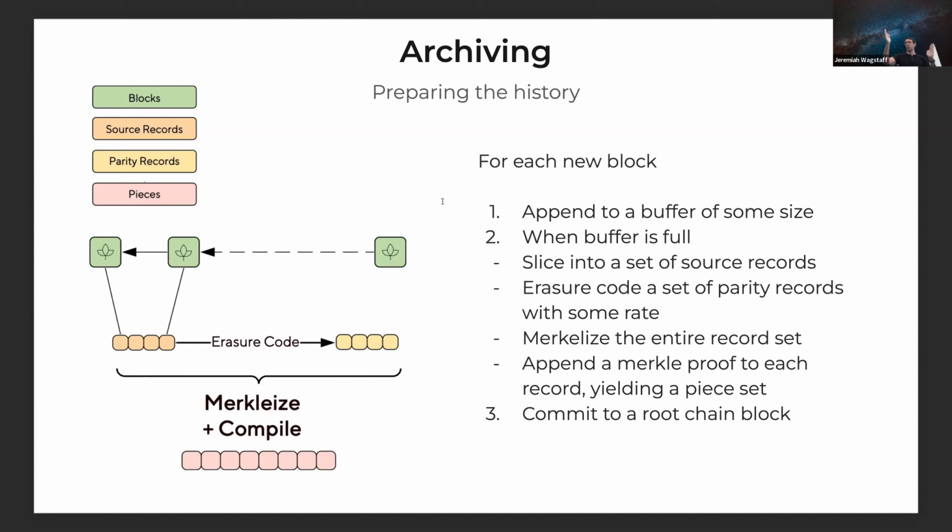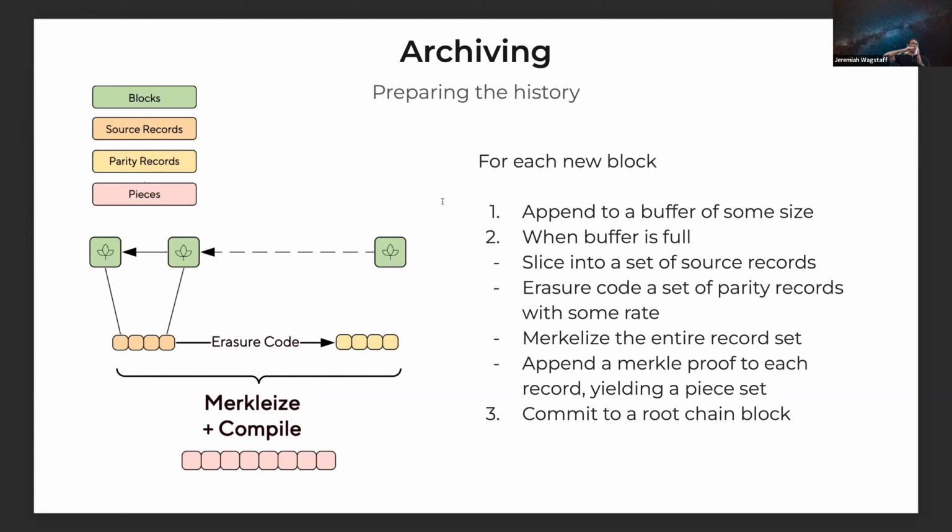Right now it's about 512K. Once that buffer gets full, you slice it into constant size pieces, which are 4 kilobytes. Then you erasure code a parity set. Right now it's an equal parity set. Then you're going to build a Merkle tree over all these pieces. And then you're going to take that root.